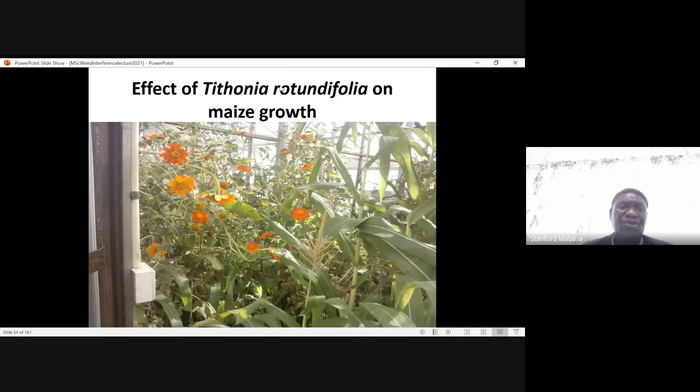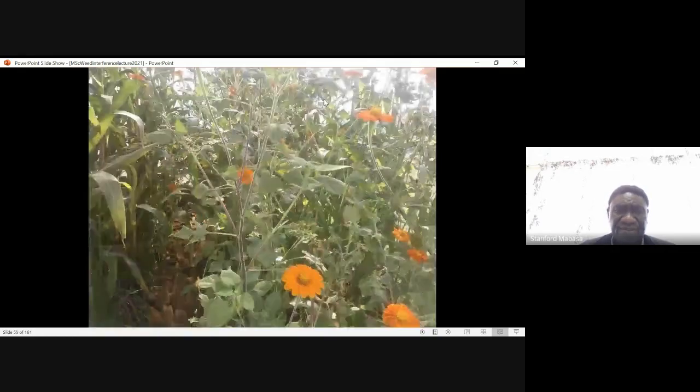We have also used Tithonia rotundifolia. This is a weed which is now encroaching the agricultural fields. We wanted to understand its impact on maize yield loss. So you can see maize and Tithonia. You could have seen this plant somewhere.